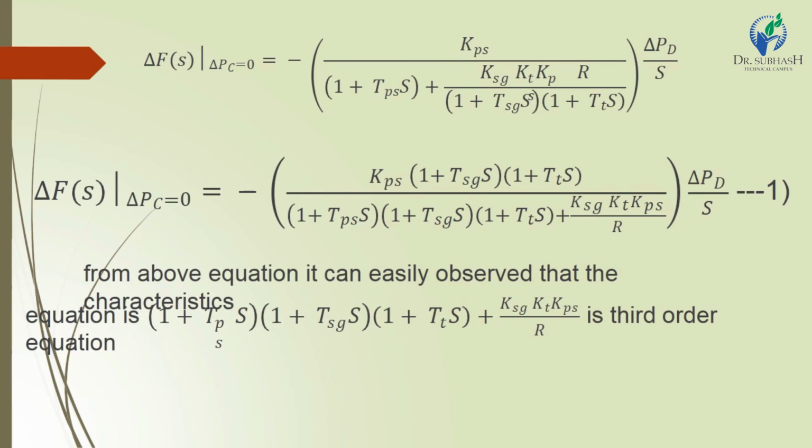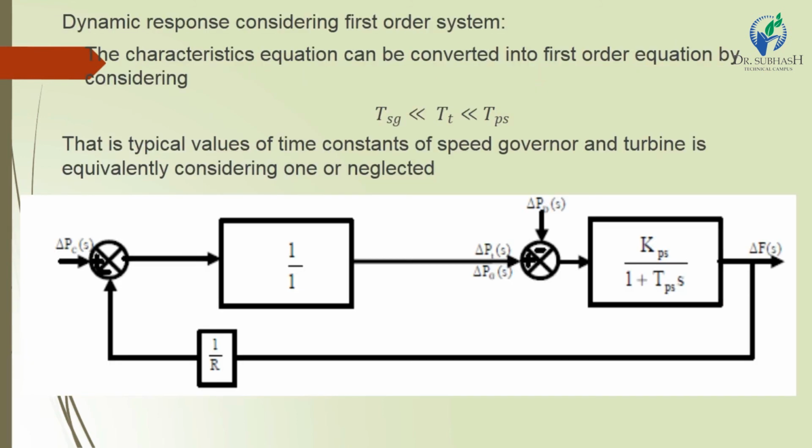From the above equation, it can easily be observed that the characteristic equation is 1 plus Tps into s, 1 plus Tsg into s, 1 plus capital T into small t into s, plus Ksg Kt Kps upon R, which is a third order equation. For the dynamic response considering a first order system, the characteristic equation can be converted into a first order equation by considering Tsg and Tt much smaller than Tps.